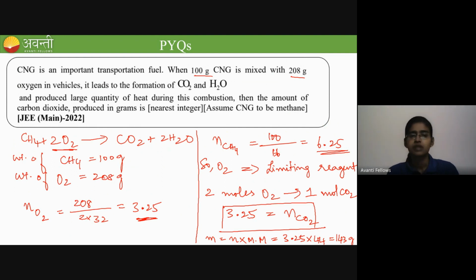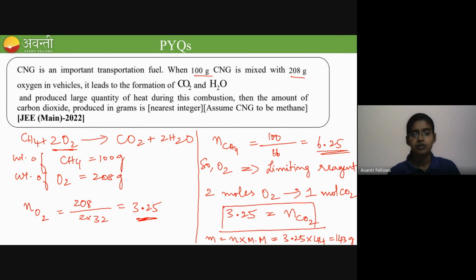We are finding out the mass of carbon dioxide, the amount of carbon dioxide produced in grams, using the mass by molar mass formula. To find out the number of moles, we are going with the number of moles of oxygen.